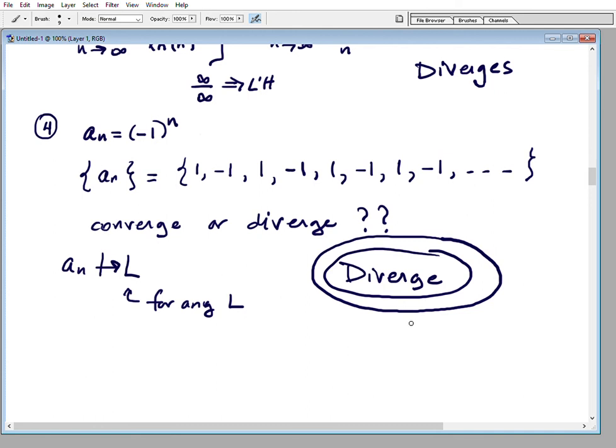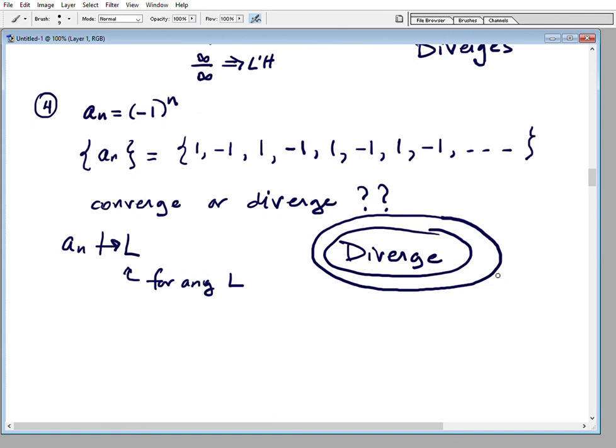Okay, can you prove this? That's a good question. To prove it, you'd have to use that epsilon definition, really. So let's say we say epsilon equal a half. Can you get it within 1/2? You just have to prove that the limit doesn't exist.